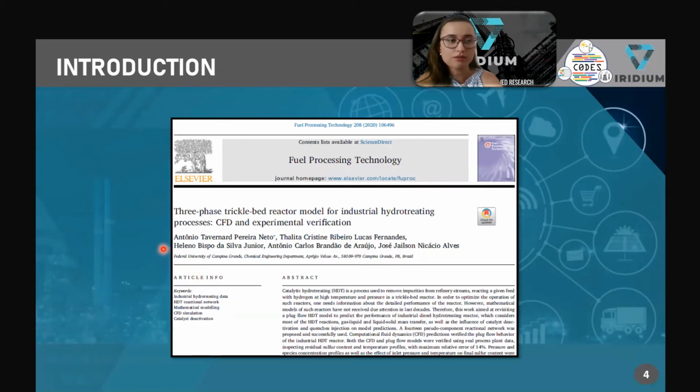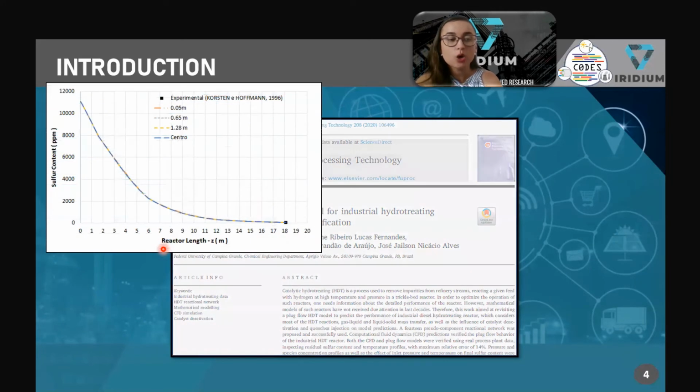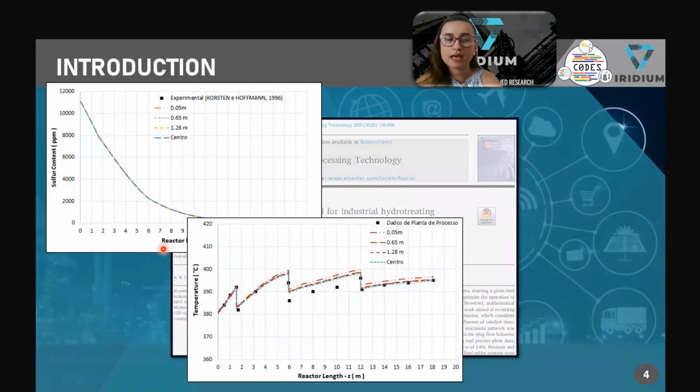One of the most relevant references for this work is the study developed by Professor Tavernar et al. 2020, which deals with a plug-flow HDT model developed to predict an industrial diesel hydrotreating reactor performance. Computational fluid dynamics and data of a real industrial plant have been used to validate the HDT model.